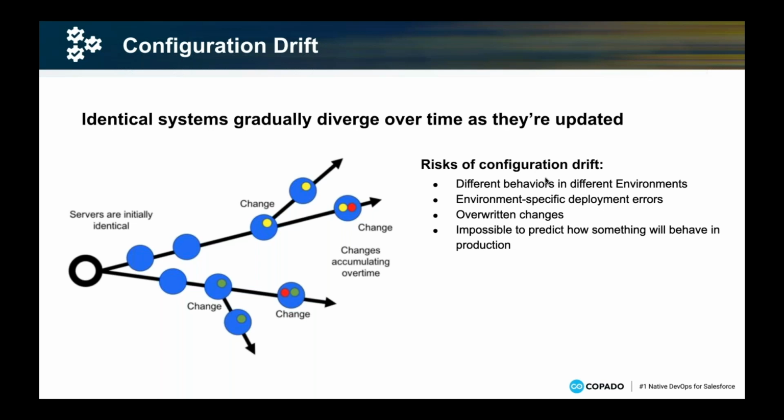This creates a challenge, right? This configuration drift makes it very, very difficult to really test exactly the configuration that you're trying to deploy to production. Sometimes it creates problems that are very hard to debug. So that's one of the main challenges that we try to address.